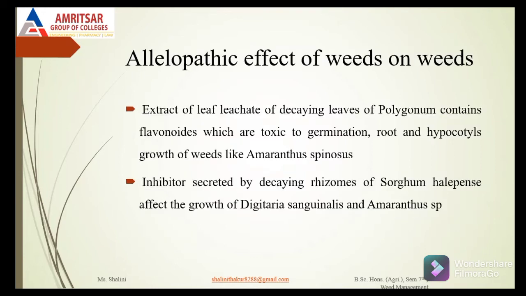Now we have to study weed on weed. First, the extract or leachate of decaying leaves of Polygonum contains flavonoids. Flavonoids are allelochemicals which further show toxicity to Amaranthus spinosus. The leaves of Polygonum show toxicity on Amaranthus spinosus. Similarly, Sorghum halepense rhizomes show an adverse effect on Digitaria sanguinalis and Amaranthus species. These are just examples of the allelopathic effect of weeds on weeds.